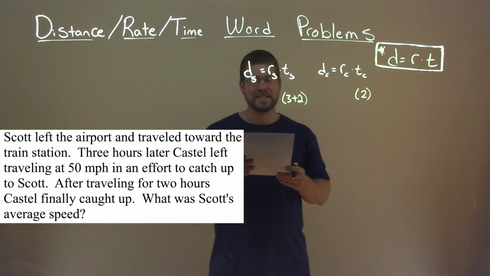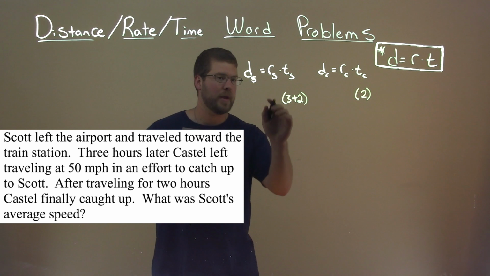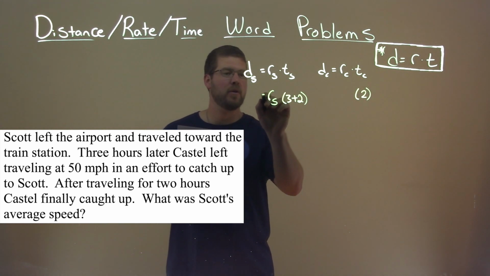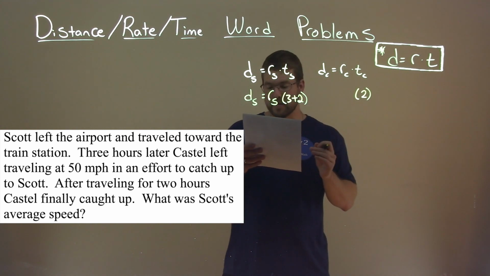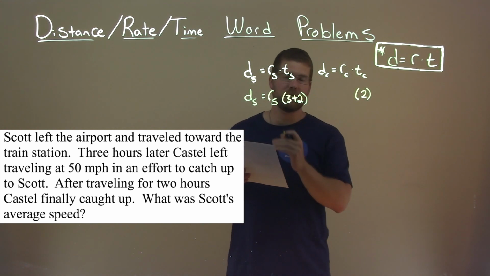Now, we want to find Scott's speed or Scott's rate. So that's going to stay right here. We don't know that. Well, what's the rate of Castile? They tell us that Castile traveled 50 miles per hour.